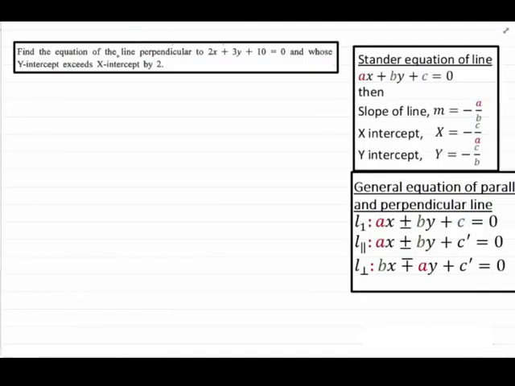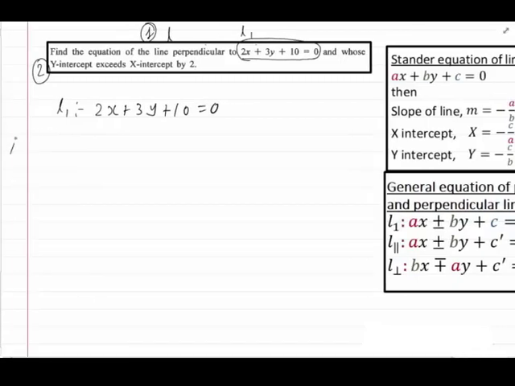Let's go to the next question, in which we have to find the equation of line L, which is perpendicular to line L1, 2x plus 3y plus 10 equal to 0, and whose y-intercept exceeds the x-intercept by 2. This is the second part of the question, right? Okay, now let's use the first part, in which the line L1 is given by 2x plus 3y plus 10 equal to 0, and our required line L is perpendicular to L1, right?